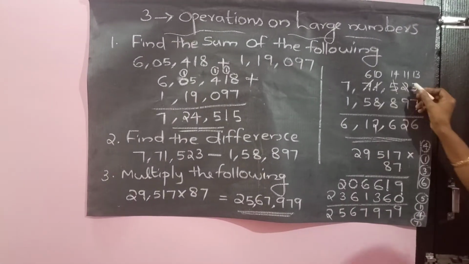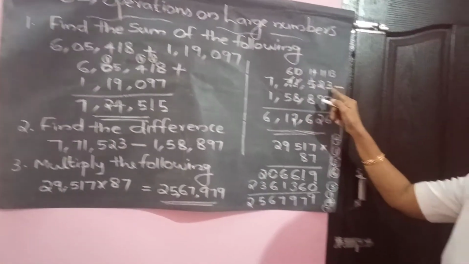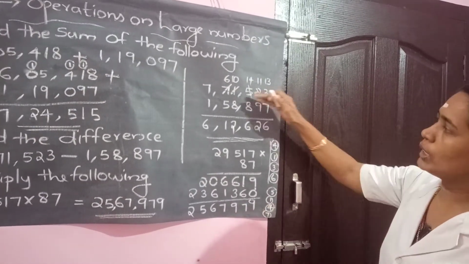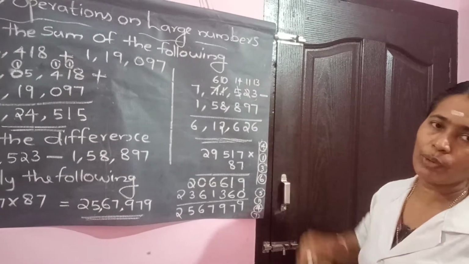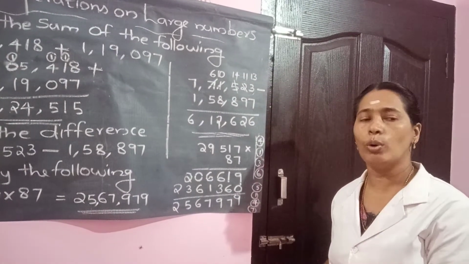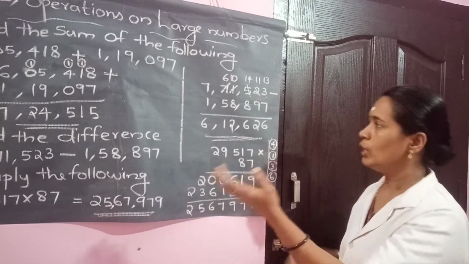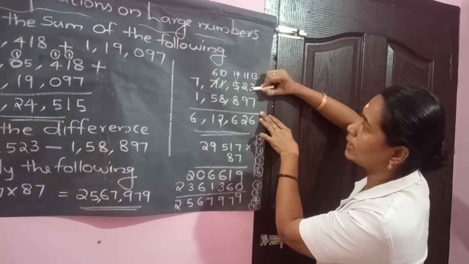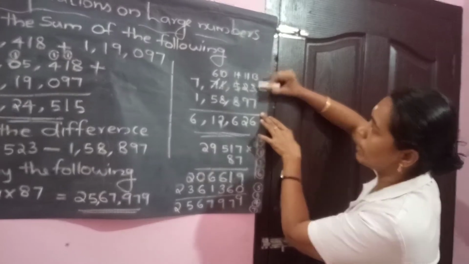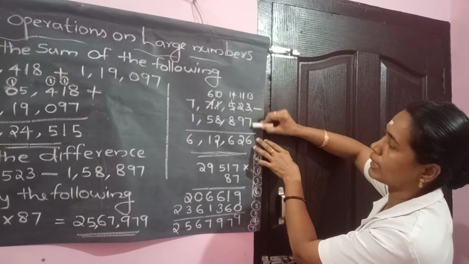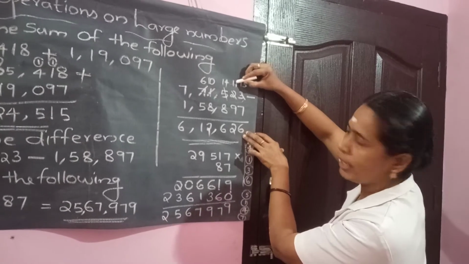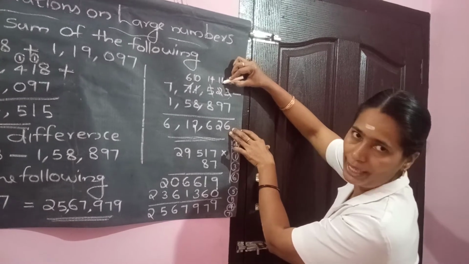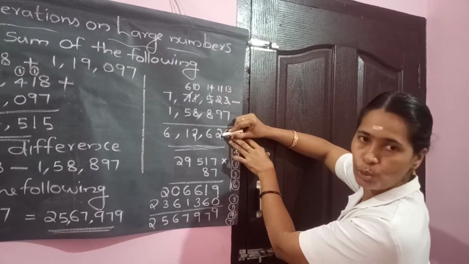But here, look at this period, 523, and this period, 897. This one is greater than this one, so what do we have to do? We have to borrow 1 from the previous digit. So take 1 from this 2. So 2 becomes 1 and this 3 becomes 13. Then you subtract 13 minus 7, which is 6. Actually we have only 1, so take 1 from this 5. It becomes 4 and this number becomes 11. So 11 minus 9 is 2.